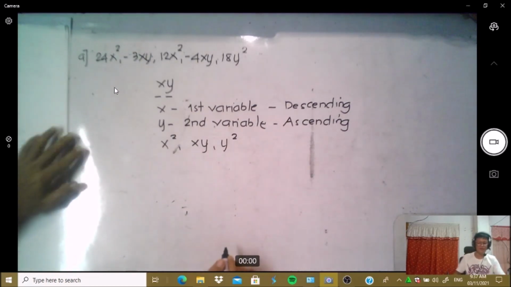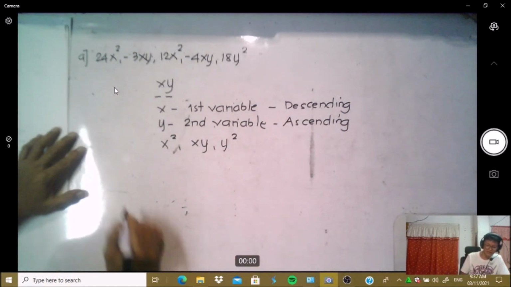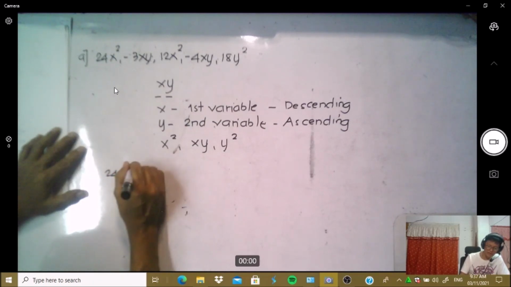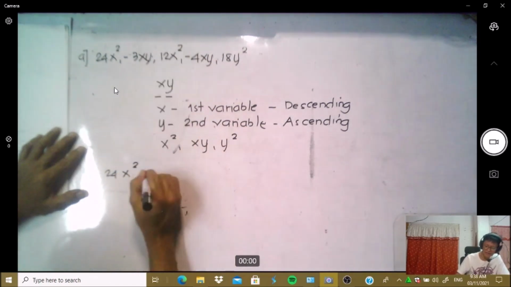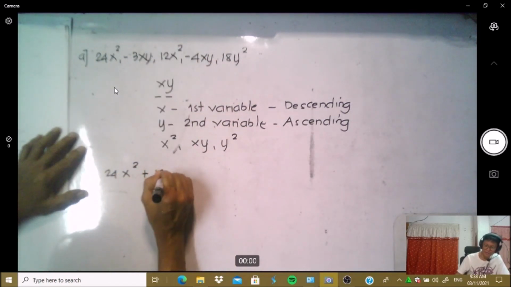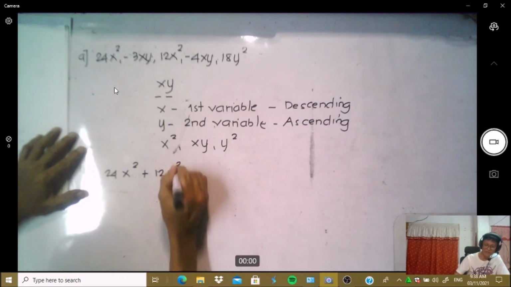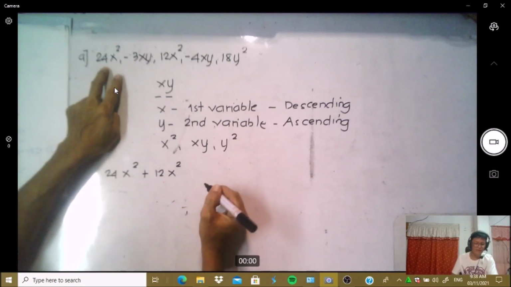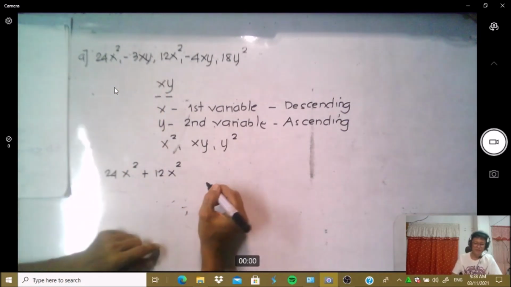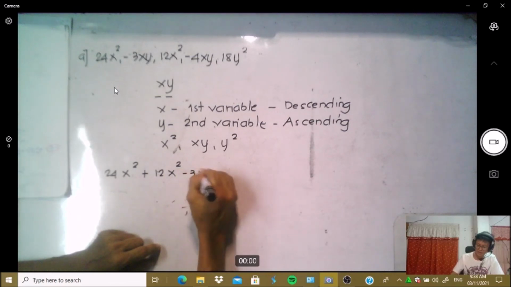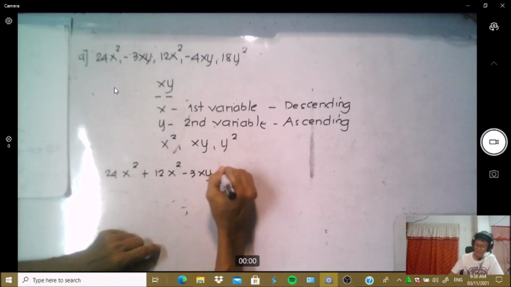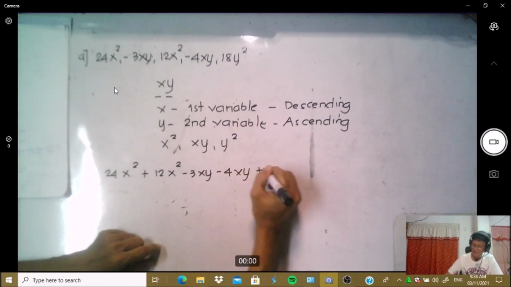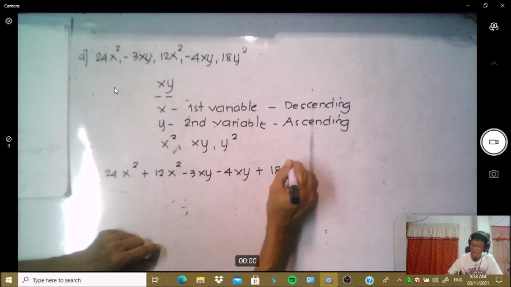Okay, so here we have to add 24x squared, then plus 12x squared. Then x, so we have already taken two terms for x squared. Then minus 3xy, then minus 4xy. And the last is 18y squared.